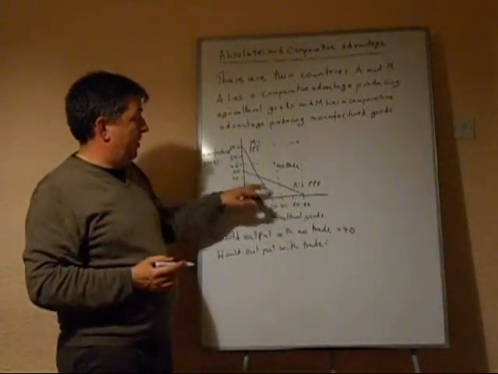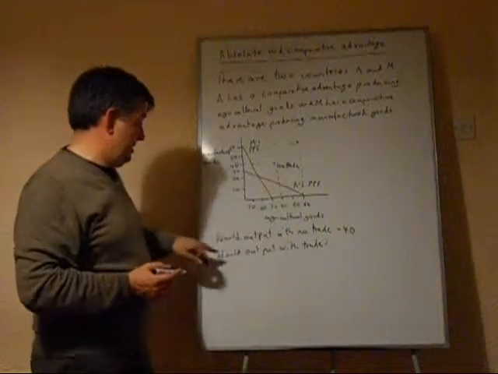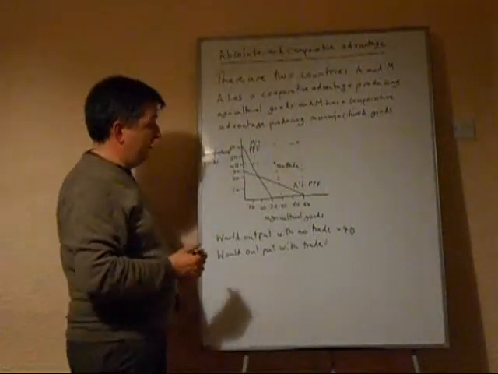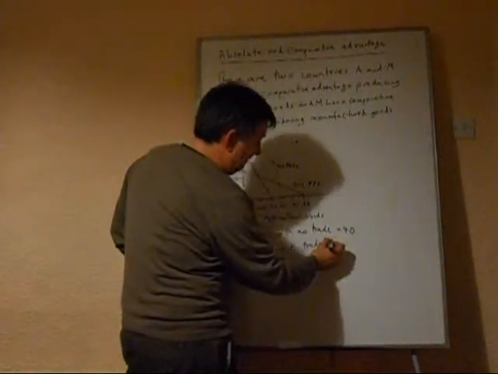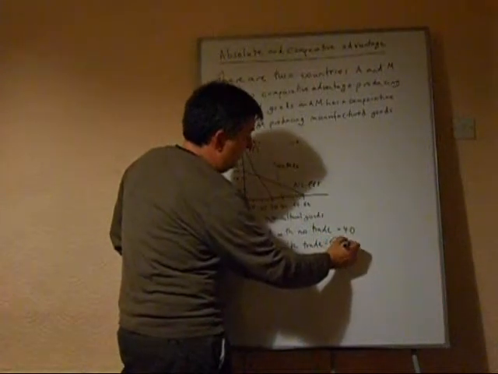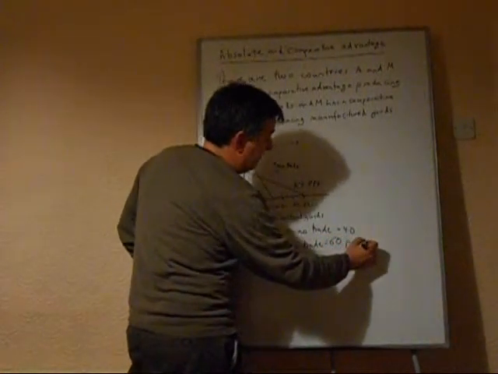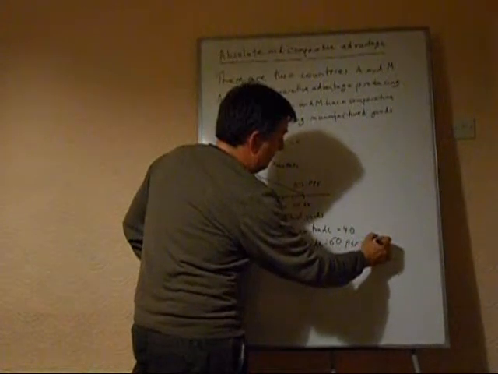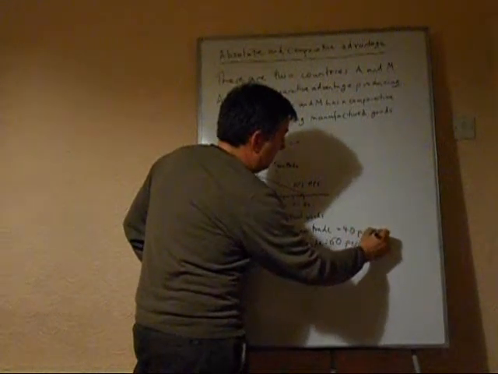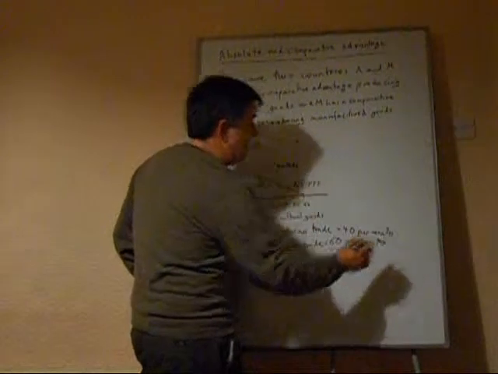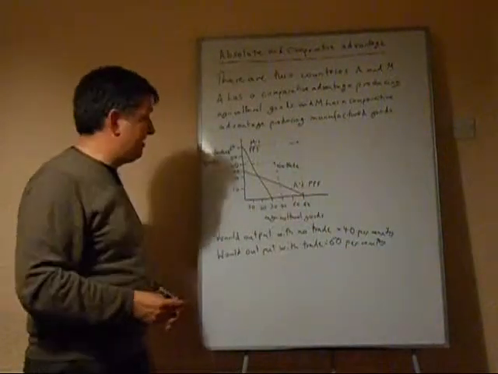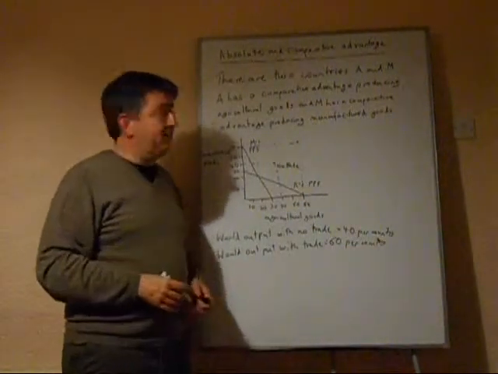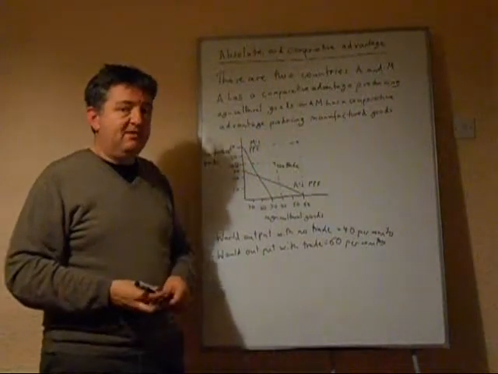We'll have a situation where rather than having 40 of each, we'll have an output of 60 of each. So that's 60 per country. And if those goods are traded, both countries will be better off. So that gives you an overview there of absolute and comparative advantage.